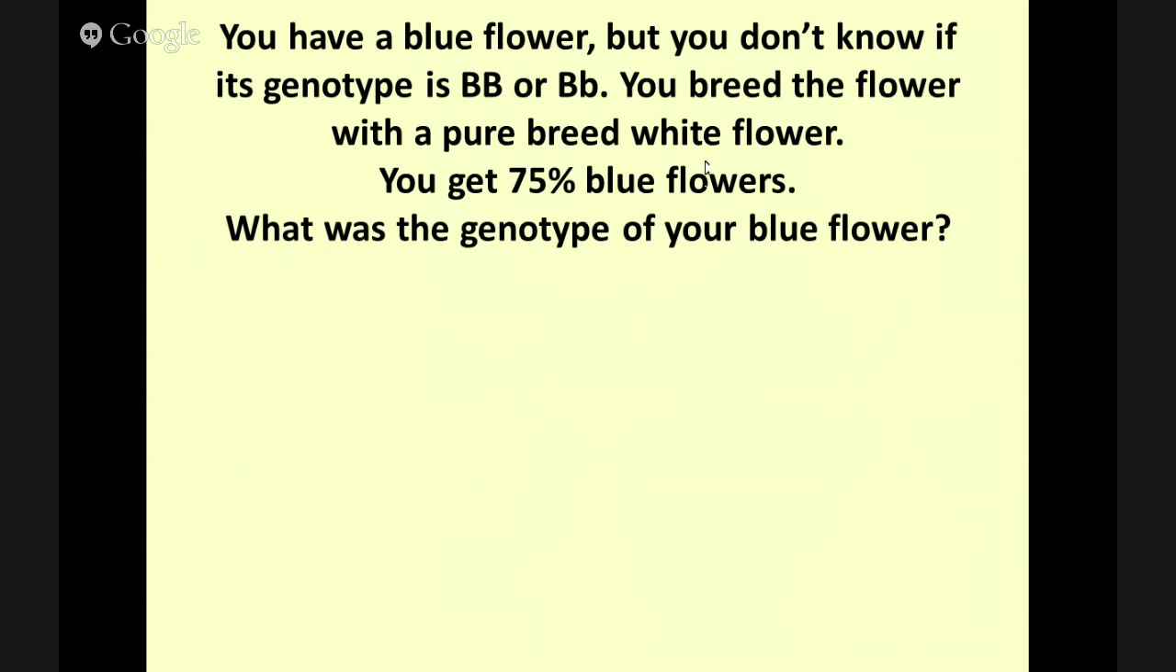So here's a good exam question to show you a sample of how this would come on the test. You have a blue flower. You don't know if it's big B, big B or big B, little b. You're breeding the flower with a pure breed white flower. 75% of the flowers, the offspring, are blue. What was the genotype of your blue flower? So basically we're asking the question, is it big B, big B, or is it big B, little b? How do we find out? We breed it with the white flower.